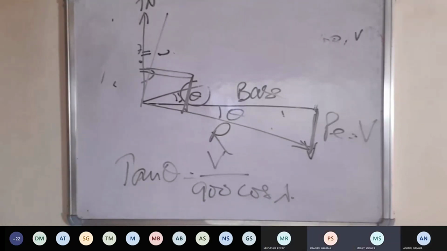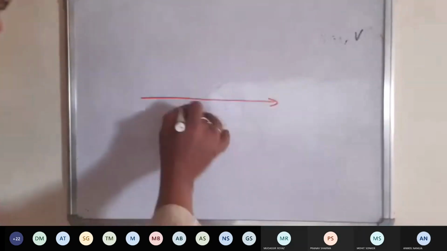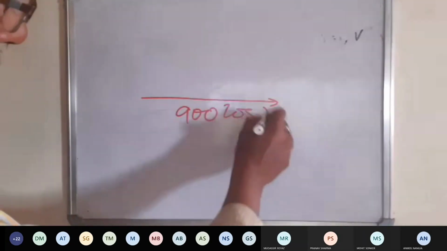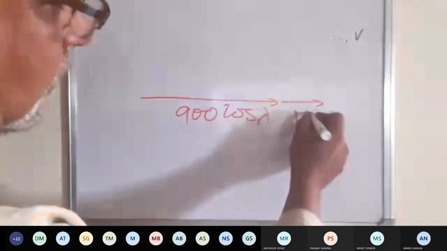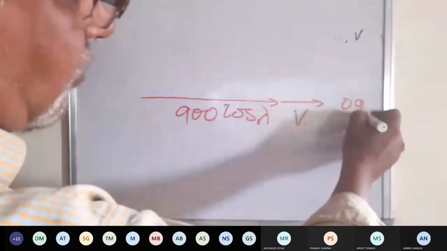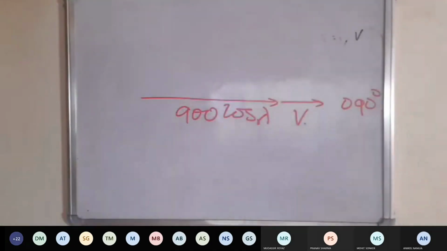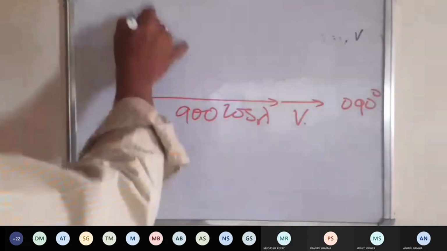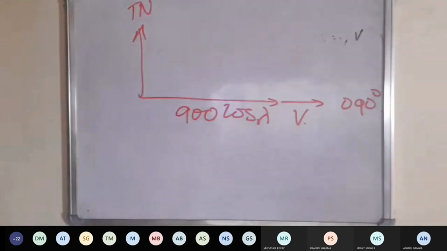Okay. Good. Now tell me what happens if the ship is doing an easterly course, 900 cos lat, and she is doing a speed of V at 090 degrees. True north was here. Where is the gyro compass going to point? North. Sir, true north. Same. Why north only? You are right, but explain why.